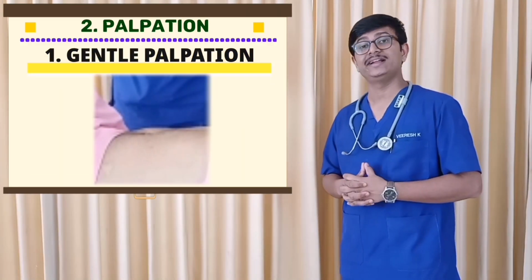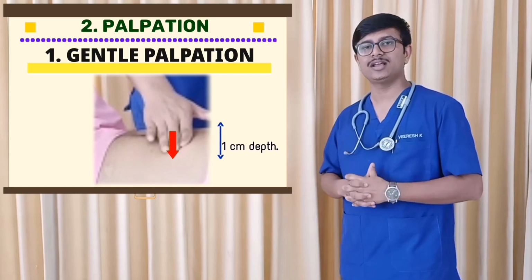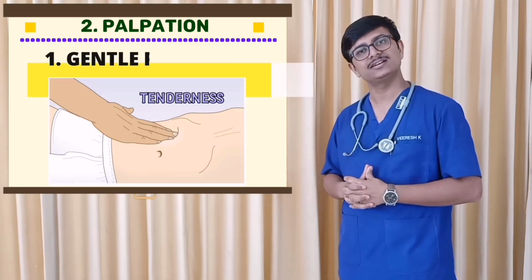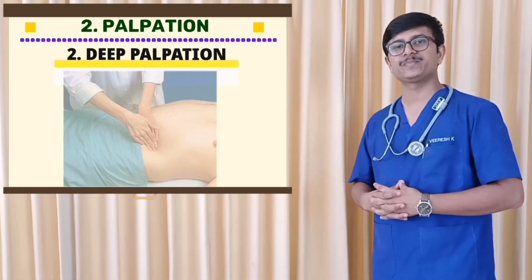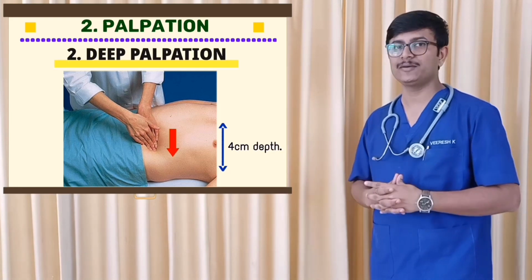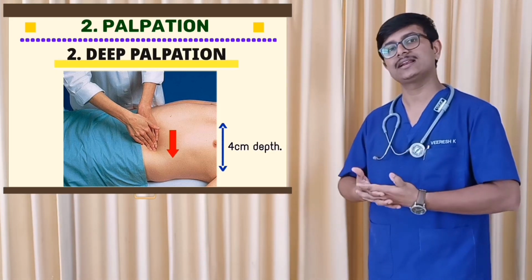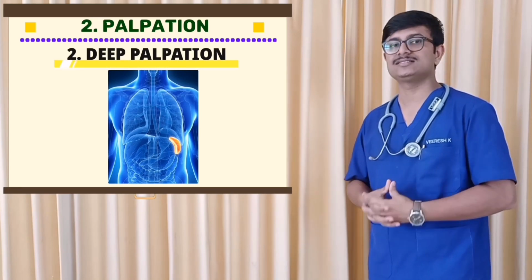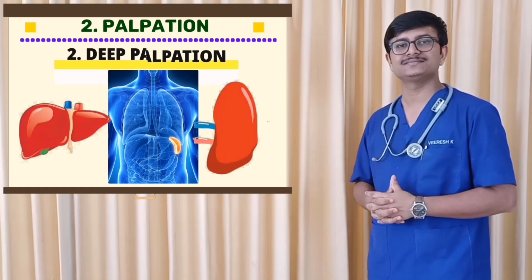Gentle palpation is attained by pressing 1 cm in depth for assessing skin, pulse palpation and to check for tenderness. Deep palpation involves the use of both hands to press 4 cm in depth to determine organ size and position. Deep palpation is done to examine deeper organs such as liver and spleen.